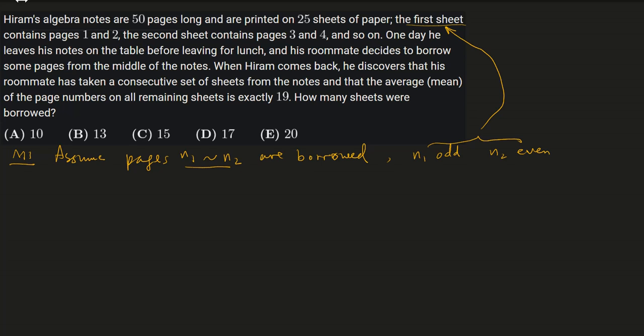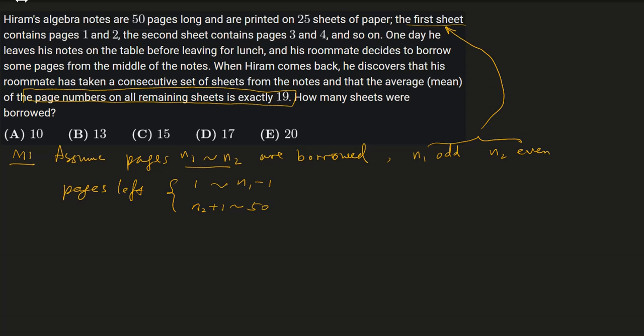Given such variables, we shall know the pages that have been left on the table should be like this. They are divided into two parts. So let's say these are the pages left. We have two parts. The first part is from page 1 all the way up to N1 minus 1, and the second part is N2 plus 1 all the way to 50. Good. So now we are ready to set up this equation using this information, because this is the only information we have in the problem.